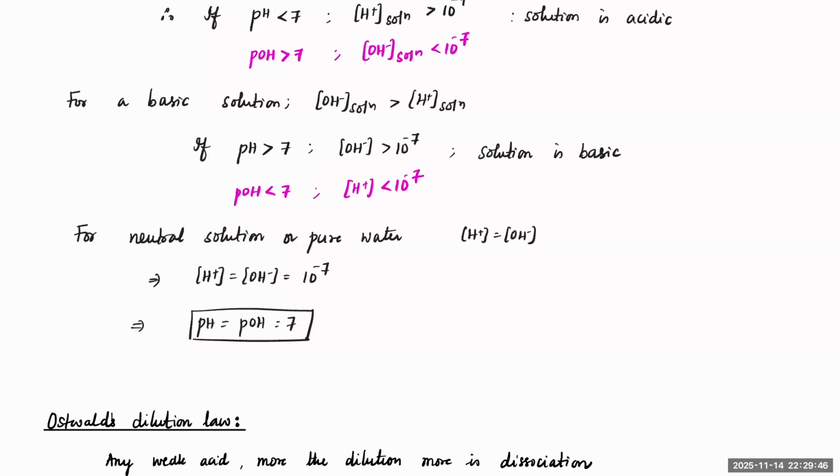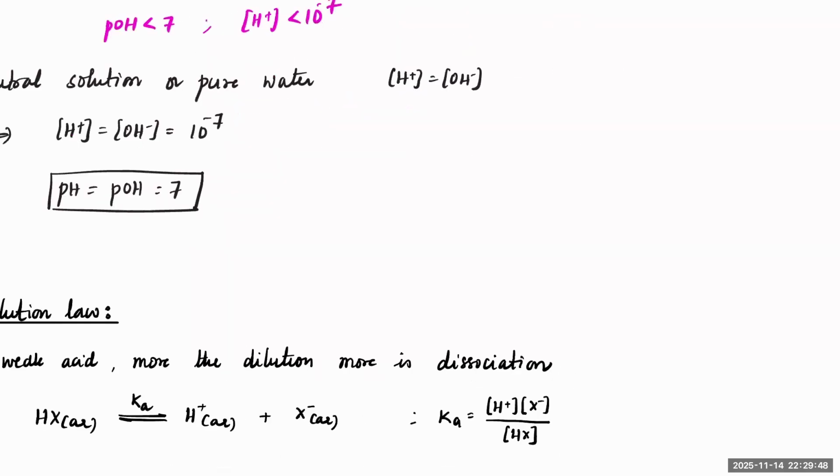Have you noticed something? At 87 degrees Celsius, we found that Kw value is 10 raised to power of minus 13. So for pure water, what is the pH value at 87 degrees Celsius? The pH value will be equal to 6.5, which is also the same as the pOH value. This is for 87 degrees Celsius.